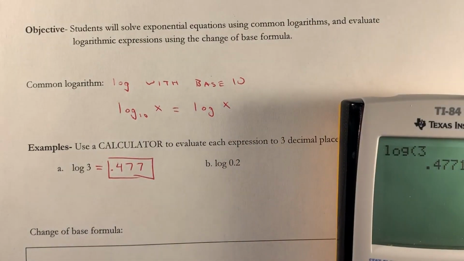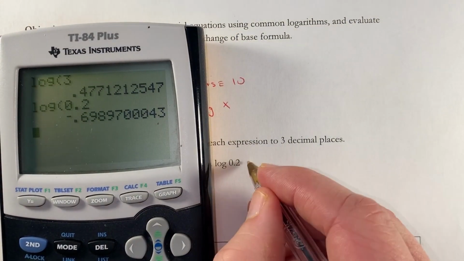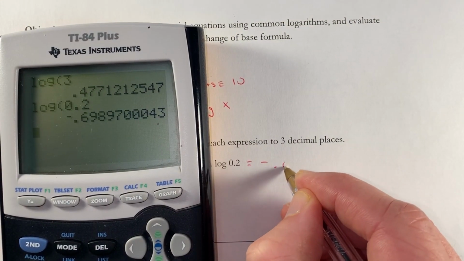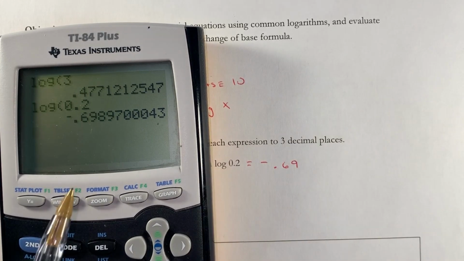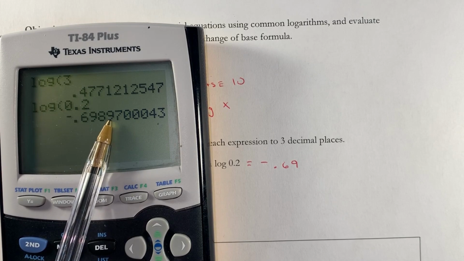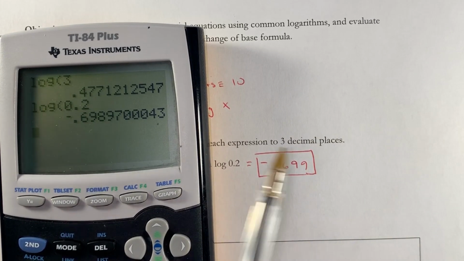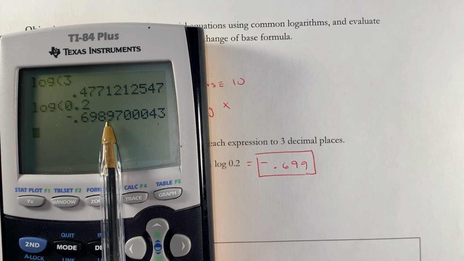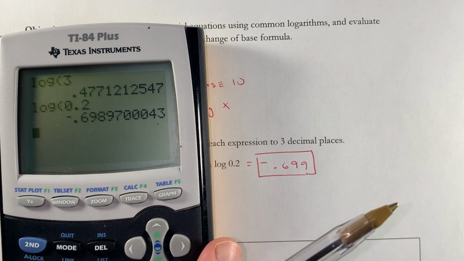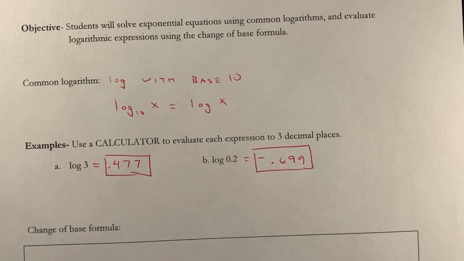And then log 0.2, so again we'll use that log button right there next to the 7, so log 0.2, and that equals negative 0.69, and then that third digit is an 8, but behind it is a 9, so we'll use that 9 to bump that up to a 9. Okay, so remember, we're keeping 3, and if that fourth digit is 5 or bigger, we go ahead and bump that up 1. Okay, so that's how you evaluate a common log in your calculator.